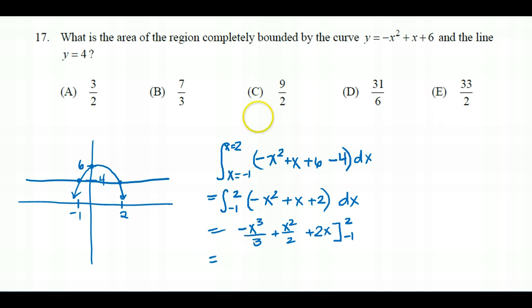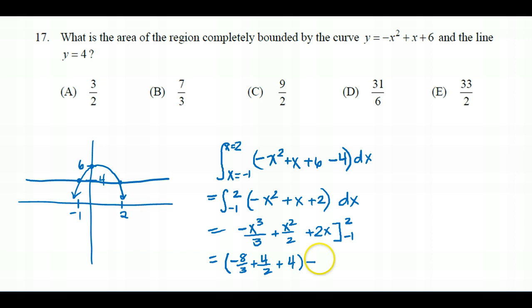So we can tell from our answers that we're going to end up with a fraction. So let's plug in 2 first. So if I plug in 2, I'll get 2 cubed, that's 8. So I'm going to get negative 8 over 3 plus, if I plug in 2, I'm going to get 2 squared, so 4 over 2 plus, and here if I plug in 2, I'm going to get 4.